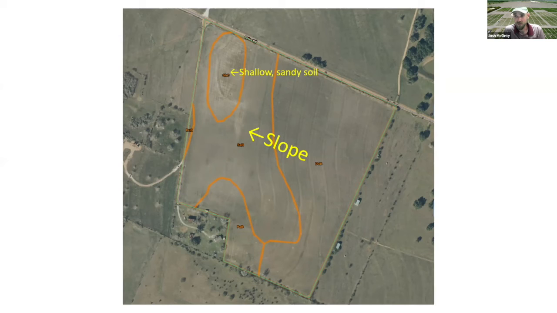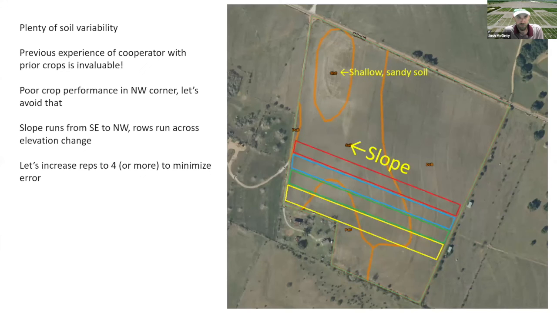We get moisture stress there much quicker than we do in the rest of the field. So we've got a lot of things to deal with here, but a little bit of planning goes a long ways. We know we've got some soil variability. We're not going to eliminate that with the size of trial that we're going to do here, but we can try to limit that. We're going to avoid that area of the field that doesn't perform well, that has the really shallow sandy soil. We're going to come further south to get away from that.